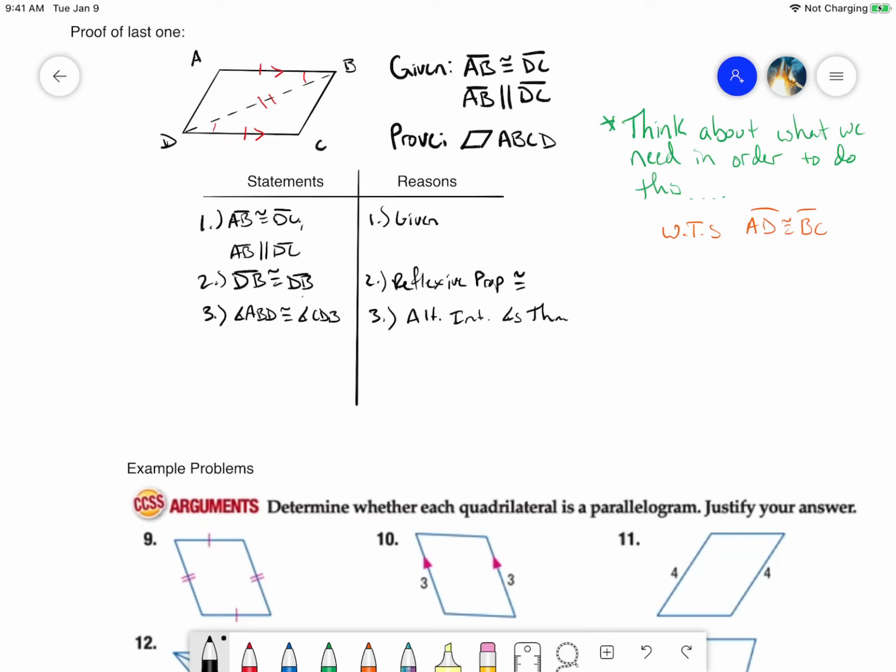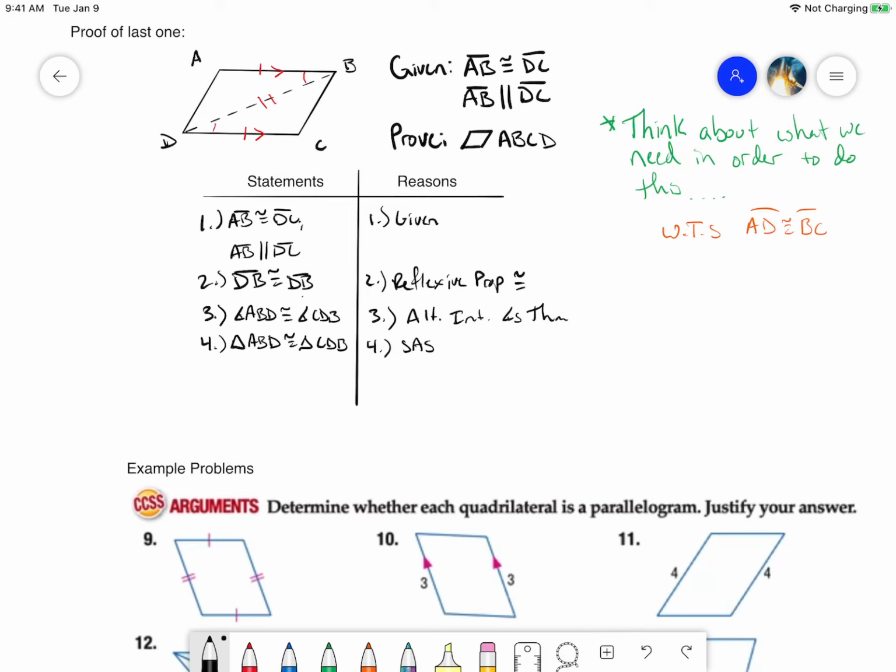Now that I've got the angles congruent, I've got a side, an angle, and a side congruent in here. That allows me to say that the triangles are congruent by side, angle, side. So I'm just going to use the same letters that I used before. I'm going to say triangle ABD is congruent to triangle CDB, and that's by side, angle, side.